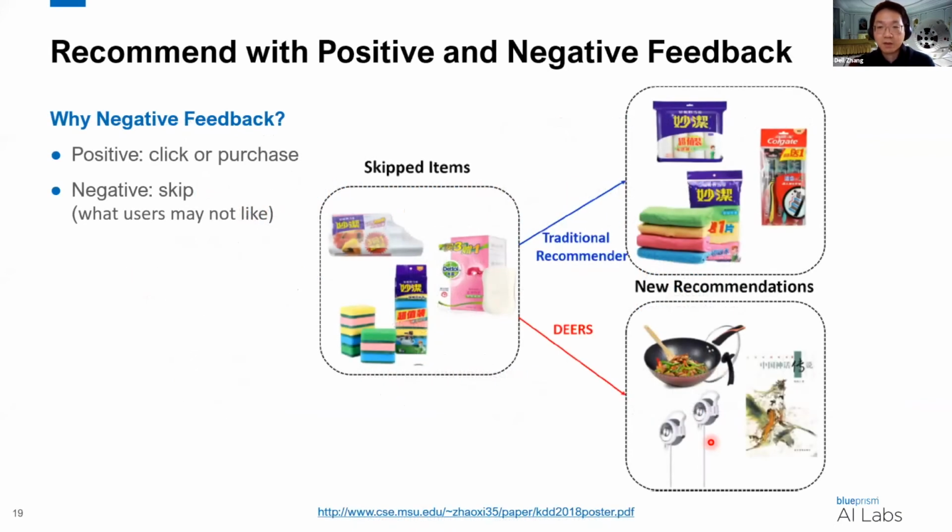And so the key point is that in recommender systems, we want to make use of both the positive feedbacks where users click or purchase the recommended item, but also we want to make use of the negative feedbacks. If the user skips some of the recommended items, it may indicate that the user may not like those items. So next time they should be taken into account by the recommender system to avoid those kinds of recommendations.